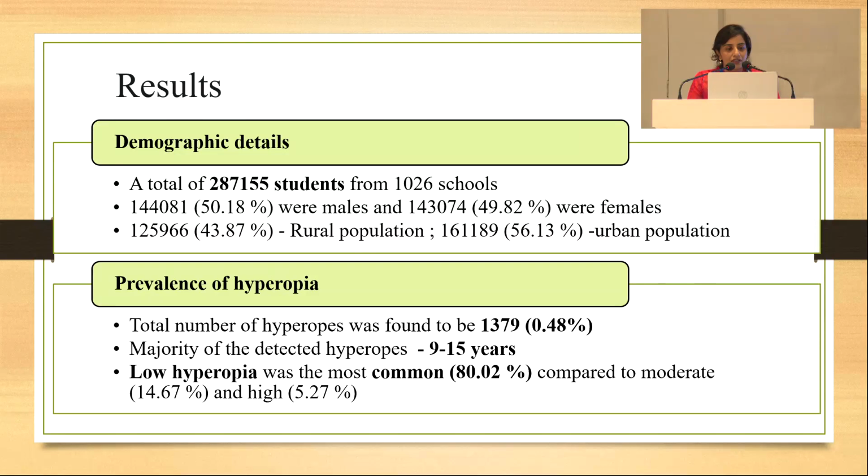Coming to the results, a total of 287,155 students from 1,026 schools were screened. 50% were males and 50% were females. 44% belonged to the rural population and 57% to the urban population. The total number of hyperopes was 1,379, just 0.5%. The majority of them belonged to the 9 to 15 age group, and low hyperopia was the most common.